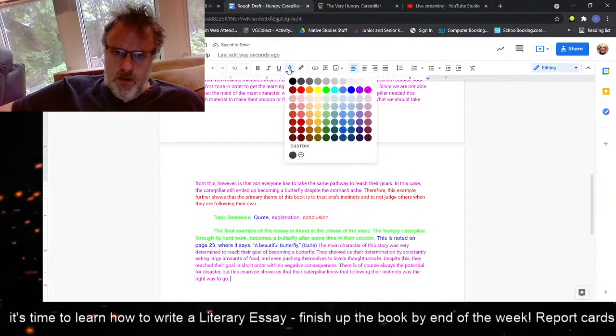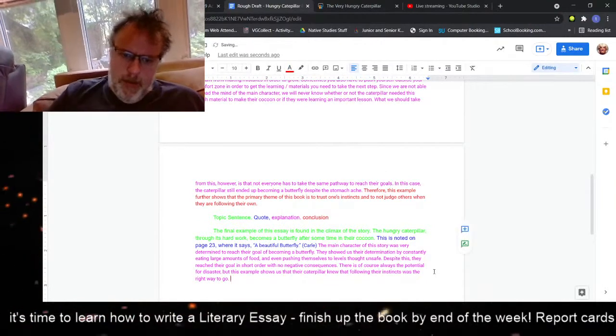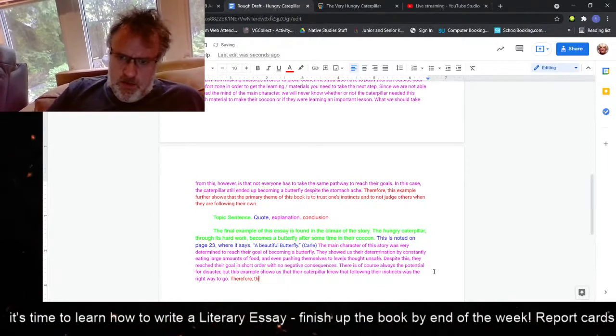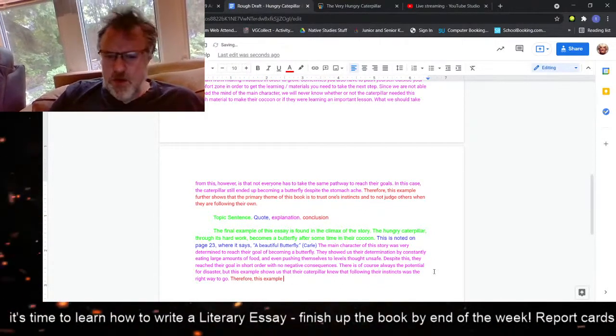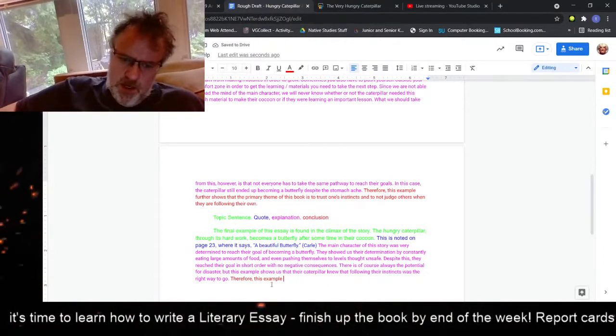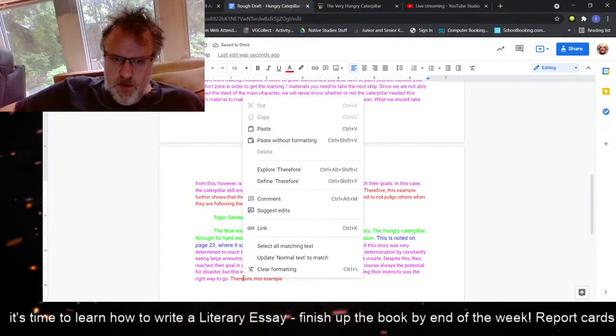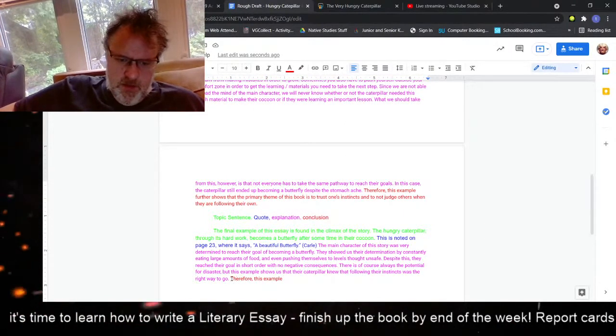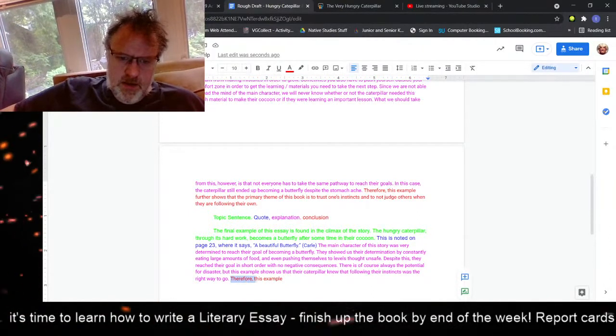All right, and then conclusion. Therefore, this example further shows, oh no, that's too much like the previous one. Try not to repeat words. In fact, I should probably not even use the word therefore again, right? So using a thesaurus might be a good idea to help you change words.